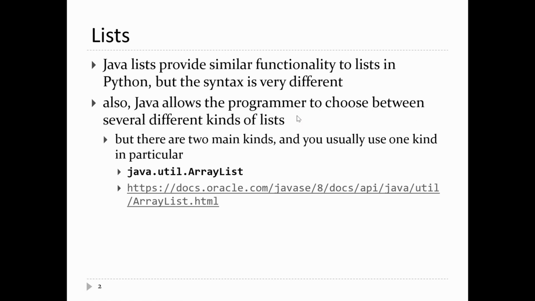One of the things you have to get used to if you're coming from Python is that Java lets you pick between different kinds of lists, whereas in Python, if you write square brackets, you always get the same type of list. So in Java, there are two main types of lists that you might consider, but the one that you normally use by default is ArrayList. It's this thing called ArrayList. Click on that link there if you want to see the documentation for that class.